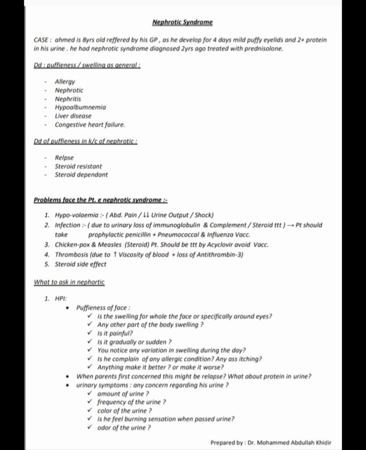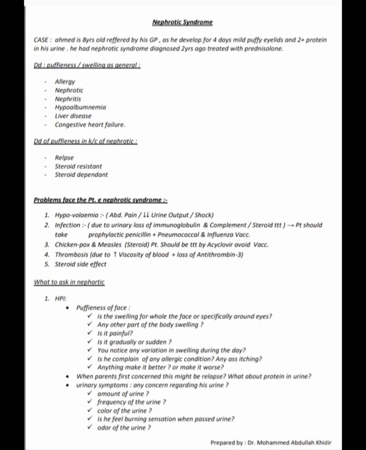Now, what are the differential diagnoses of puffiness and swelling in general? That is allergy, nephritis, hypoalbuminemia, liver disease and congestive heart failure. Degree of puffiness in a known case of nephrotic syndrome: if it is a known case of nephrotic syndrome, what can be the diagnosis? It can be a relapse case, steroid resistant case or steroid dependent case.